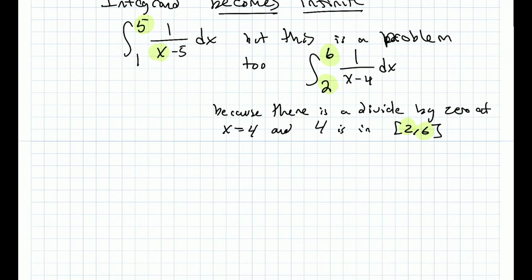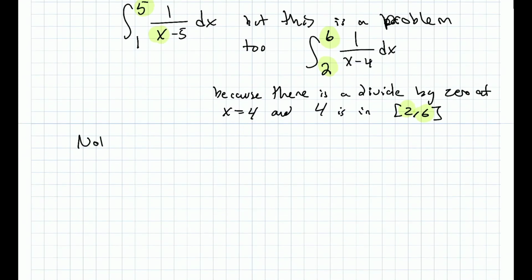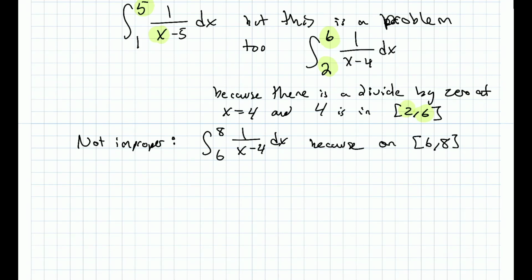Because if the 4 was not in the interval, it's actually not improper. So this is not improper. If I say the integral from 6 to 8 of 1 over x minus 4, that's fine because the divide by 0 is not in between 6 and 8. So no issue, because on 6 to 8, there isn't a divide by 0.